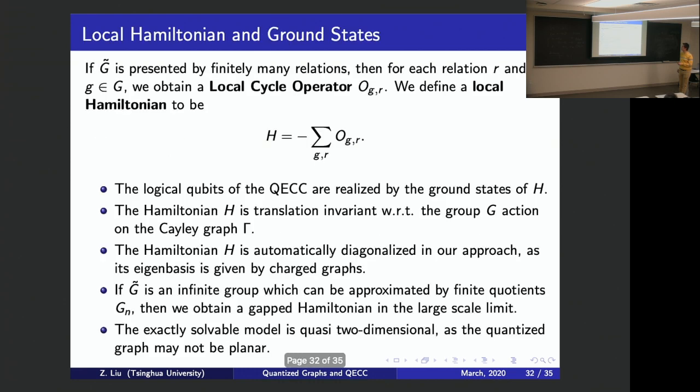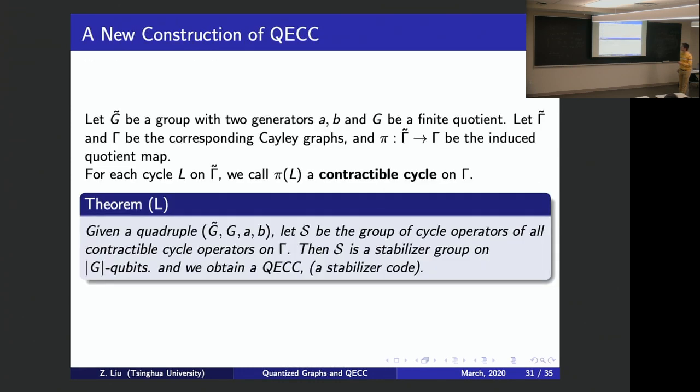The data is here. I skipped that. Sorry. The data is given by two groups and the generators. So we have a bigger group with two generators, and then we have a finite quotient, and then we look at the Cayley graph. For the bigger group, on the Cayley graph we have all the cycles corresponding to the relations of the group. And then we take the quotient. There are still cycles on the finite quotient. And those cycles become the stabilizers. But they are not all cycles, so we still have some extra space to encode logical qubits.